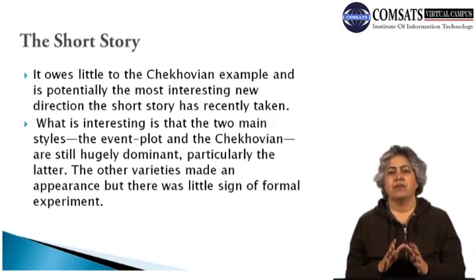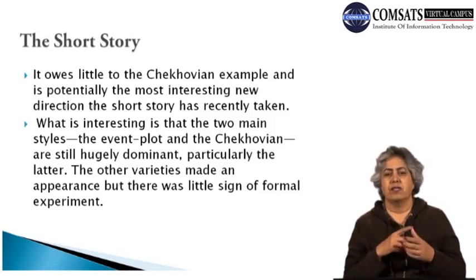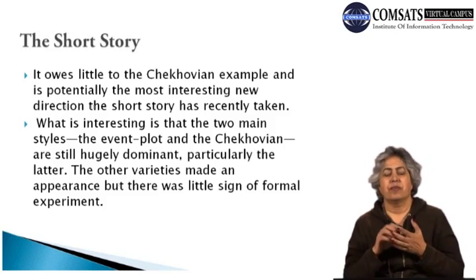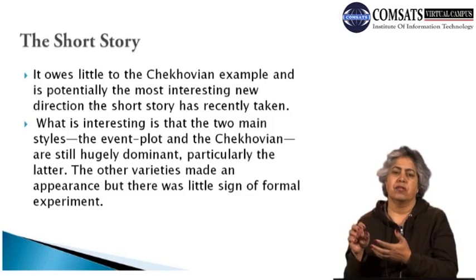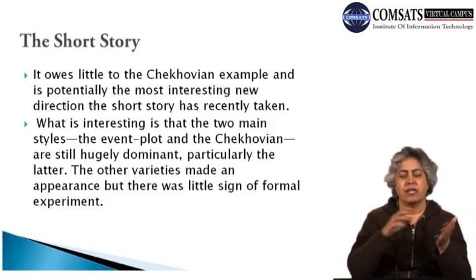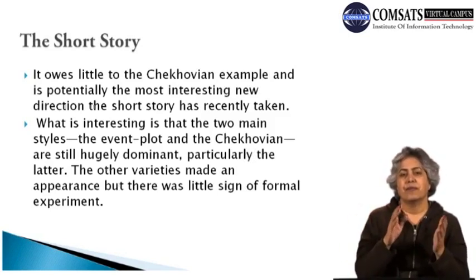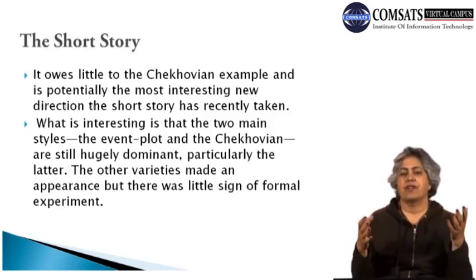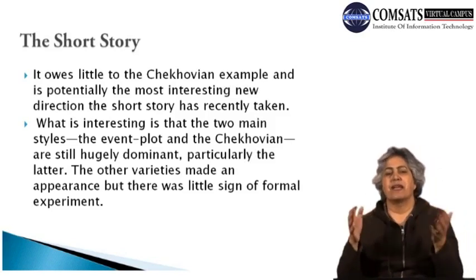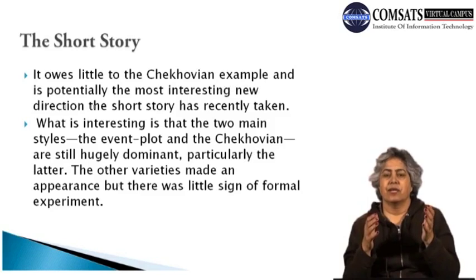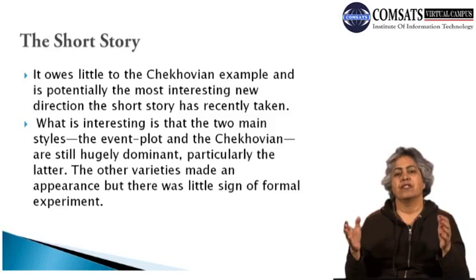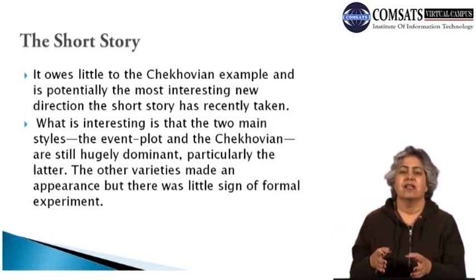So what is interesting is that the two main styles, the event plot and the Chekhovian, are still hugely dominant. You cannot say, for example, that the Chekhovian style came to an end with the death of Anton Chekhov. You cannot say that when Chekhov started writing, the event plot story died. These are still the two main categories of short stories. The other varieties make an appearance. There are forms that evolve, but there's very little experiment that has been done in these different forms. In the main it is the event plot or the Chekhovian style that dominates even to this day, even in the 21st century.